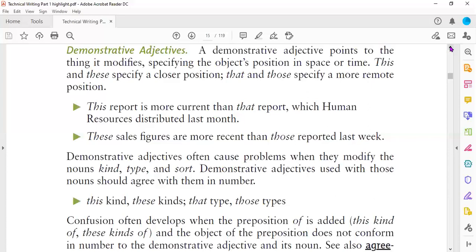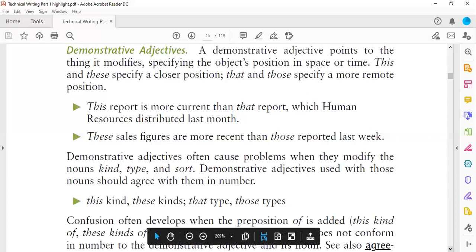Okay, and these sales figures are more recent than those reports last week. So these and those again. But the difference is that this and that are for singular and these and those for plural. Demonstrative adjectives often cause problems when they modify the nouns kind, type, and sort. Demonstrative adjectives used with those nouns should agree with them in number. This kind, these kinds, that type, those types. And here you see that when we put this, what follows has to agree in terms of number. For example, this is singular, then kind has to be singular. These is plural, then kinds have to be plural. That's why we have S in the end.